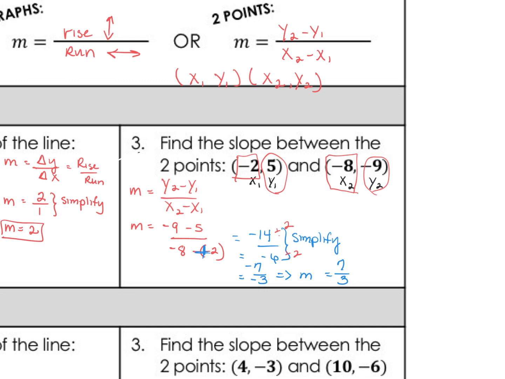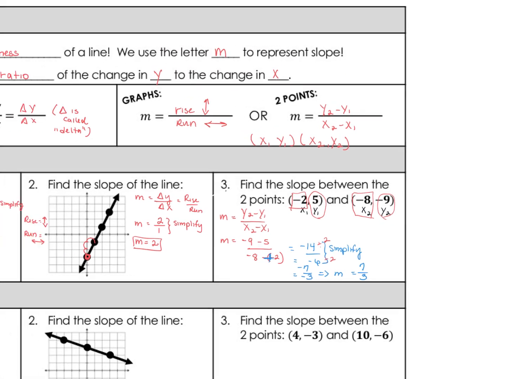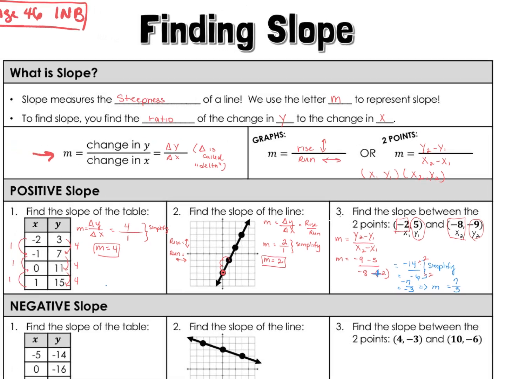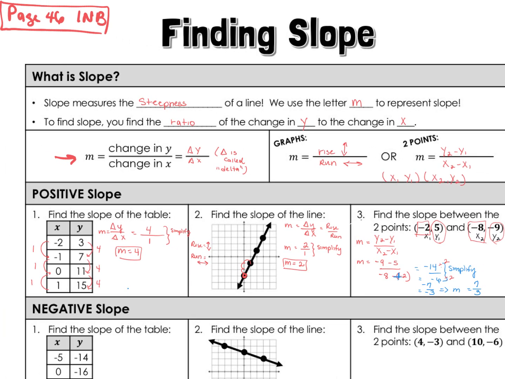Try the rest of these on the page on your own using the negative slope, a zero slope, and an undefined slope. Try those problems, and then you can turn this in for homework. You're going to take a picture of your notes and turn them in for homework. And then we'll talk about this again.